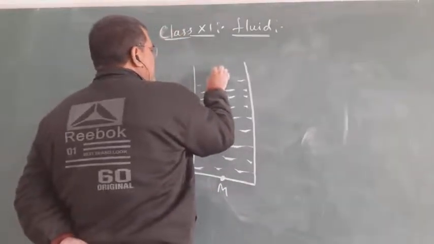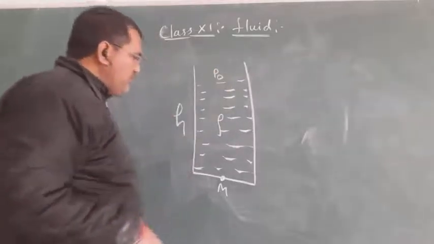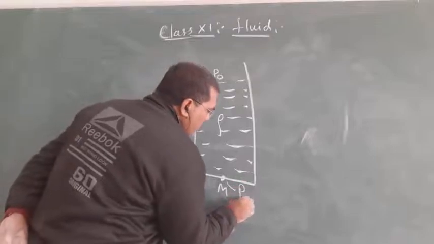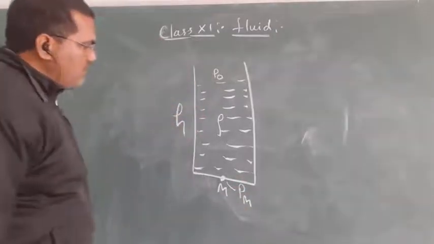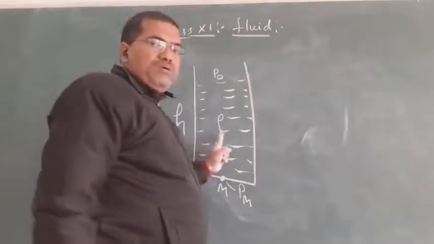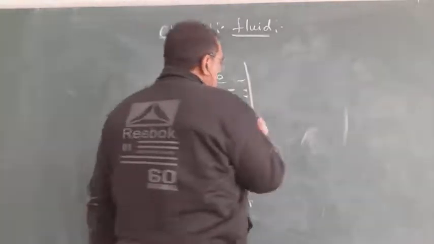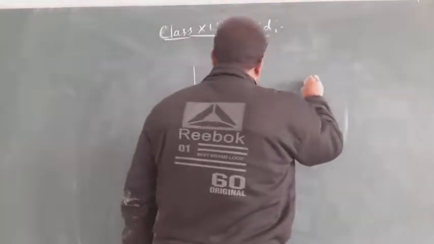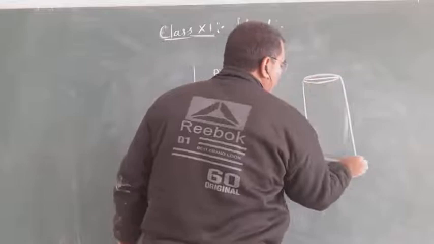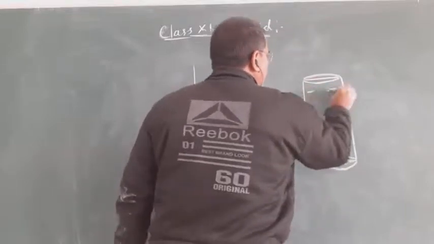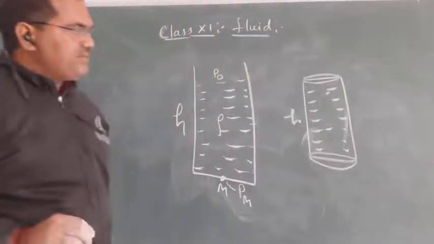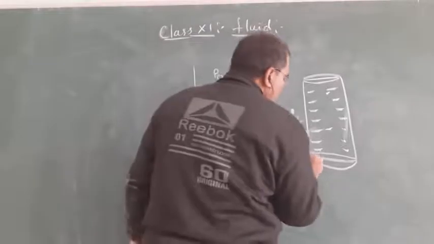At the top there is the pressure of the atmosphere, P naught, and at the bottom there is the pressure PM. So take the liquid as a free body, like a hypothetical cylinder of height h, with the liquid filled within the cylinder, and cross-sectional area A.